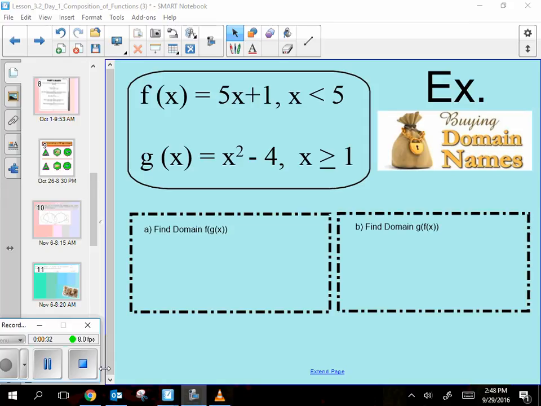I am going to show you how to do domains when you have a function inside another function. All right, so first of all, let's talk about putting one function in another. Not finding a domain yet, just how do we do this?